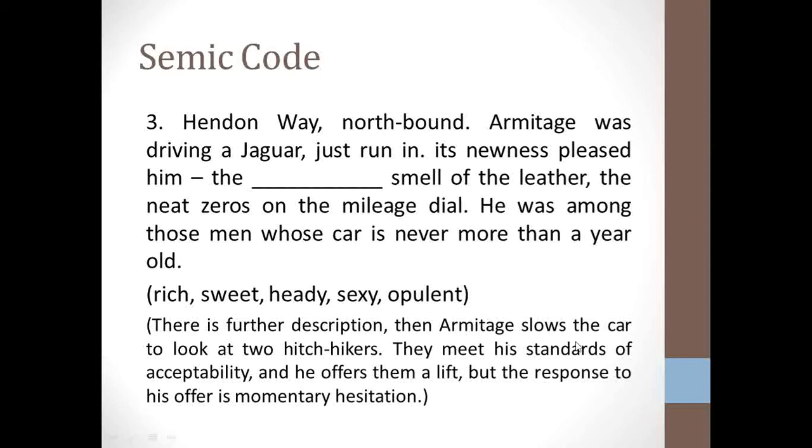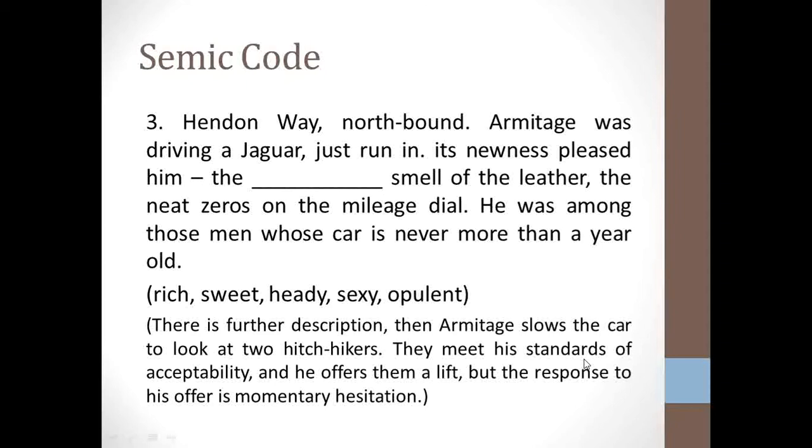There is further description. Then Armitage slows the car to... it is abbreviated here. Then Armitage slows the car to look at two hitchhikers. There are two hitchhikers. Two people are walking up. They meet his standards of acceptability. He has certain standards as to who he wanted to talk to, or who he can permit in his car, and he offers them a lift, but the response to his offer is momentary hesitation.